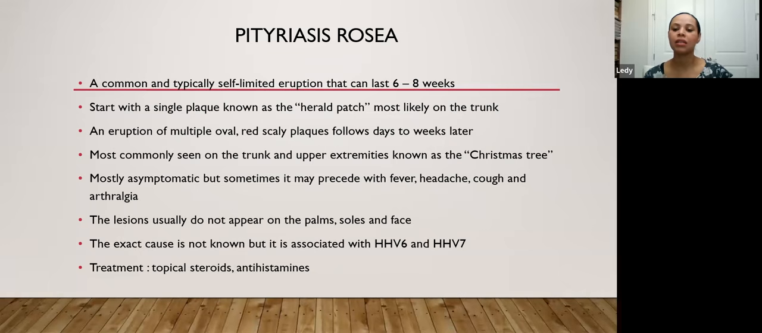I always ask, how did this start? So if they tell me, oh, here's the mother, that one big one over there, that we know is the herald patch, started, and then other ones started to appear around the torso and the arms, then I start thinking, oh, pityriasis rosea. With pityriasis rosea, you're really not going to see a lot on the legs. You're going to see it mostly in the upper extremities, the torso, and the back. And in the back, when you see a lot, that's what we call the Christmas tree.